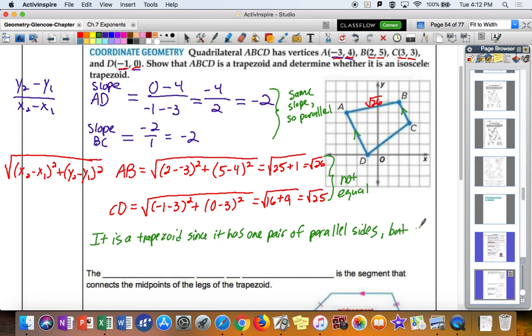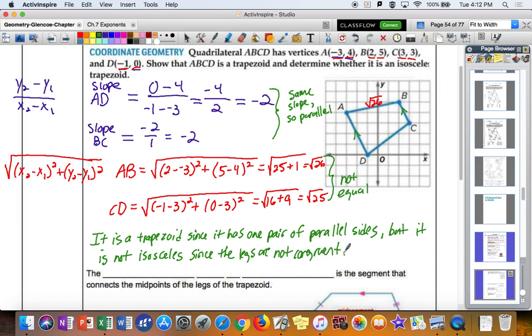But it is not isosceles, since the legs are not congruent.